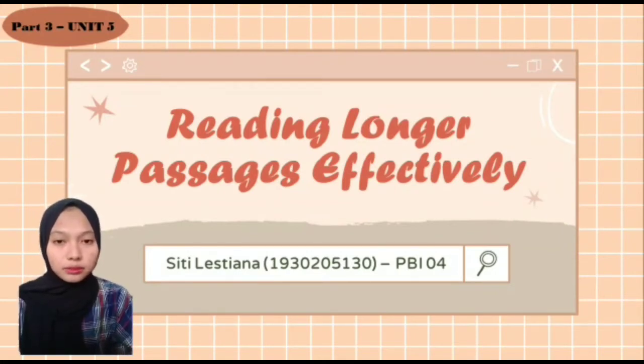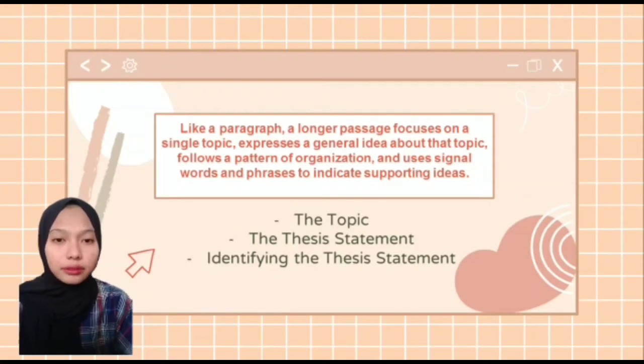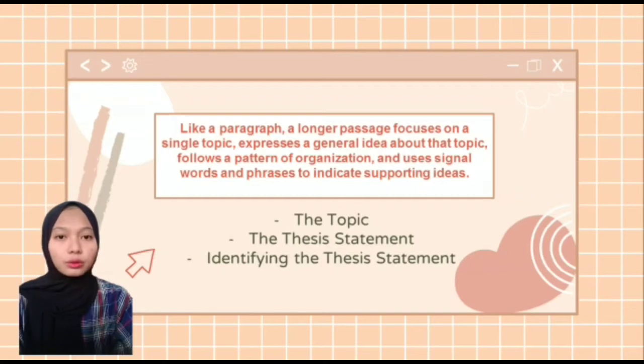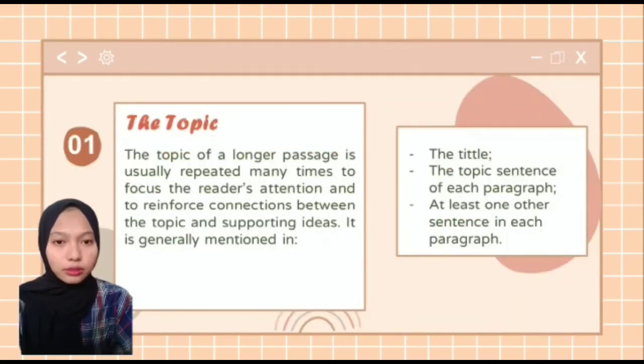There is part 3, unit 5 about reading longer passages effectively. Like the paragraph, a longer passage focuses on a single topic, expresses a general idea about that topic, follows a pattern of organization, and uses signal words and phrases to indicate supporting ideas. So what we are going to learn in these materials is about the topic, the thesis statement, and identifying the thesis statement.